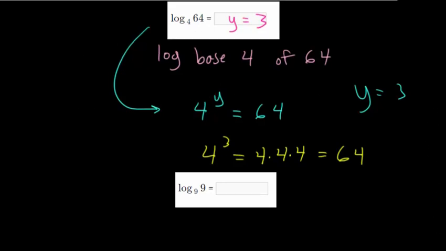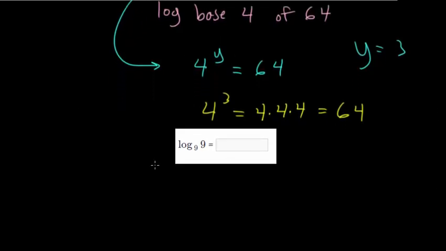We'll do this other one right here. This is log base 9 of 9. And you don't have to write the exponential expression every time, but it's a good habit, especially when you're first learning these, because in a lot of more advanced problems, you want to be comfortable going from logarithmic notation to exponential notation.